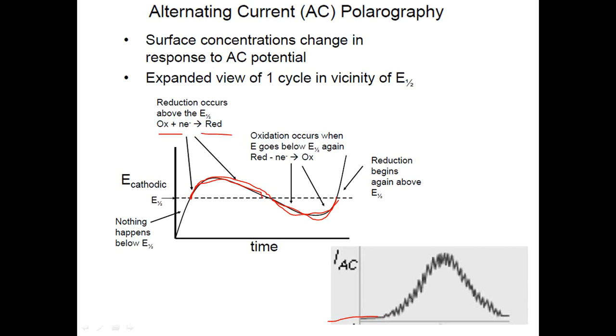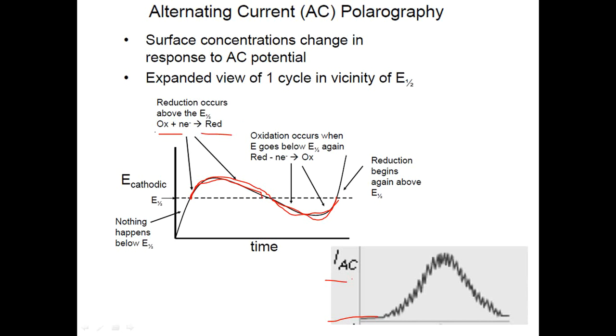Only at the E half you see current generated, and you get a peak-like plot in potential versus the alternating current plot, right? So nothing happens below the E half values; there is no reaction occurring there, right? So you have a reduction process above the E half value, and below the E half potential there occurs an oxidation, and if it goes back, the reduction also occurs again. So a reduction and oxidation process keeps on reversing in this particular cycle.